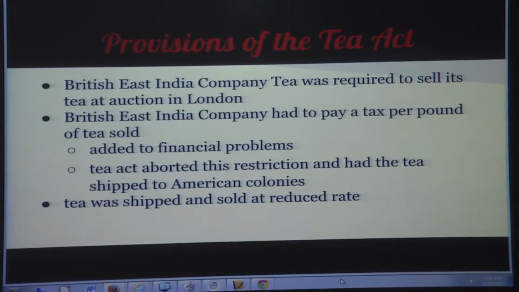Prior to the Tea Act, the British East India Company was required to exclusively sell its tea at auction in London. This required the British East India Company to pay a tax per pound of tea sold, which added to the company's financial burdens.